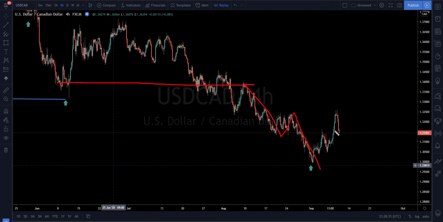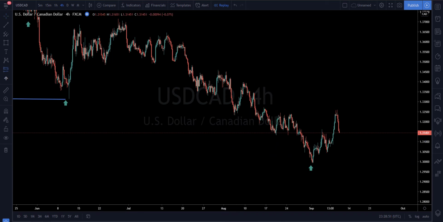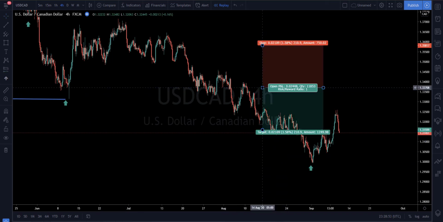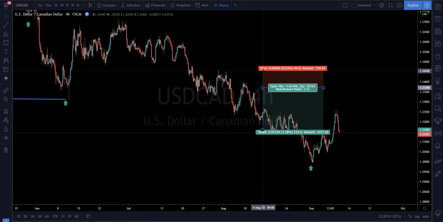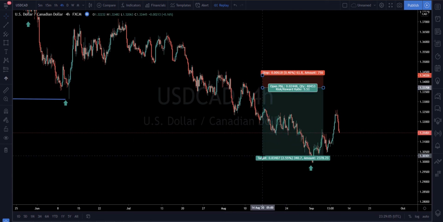Okay, so we're waiting for the market to pull back up to here, and we're going to set up our pending order. Stop loss above these levels, entry around these levels, take profit around these levels. So we are getting a 1 to 5.5 risk to reward ratio, which I think is pretty darn good.